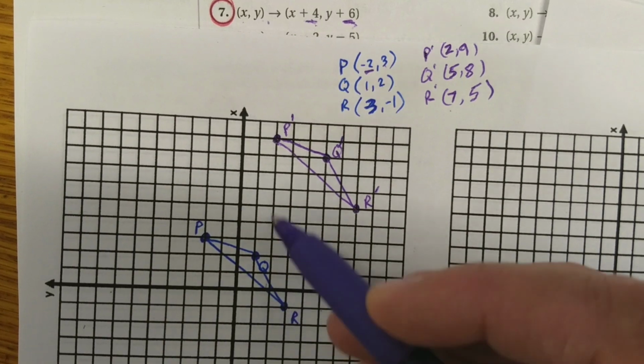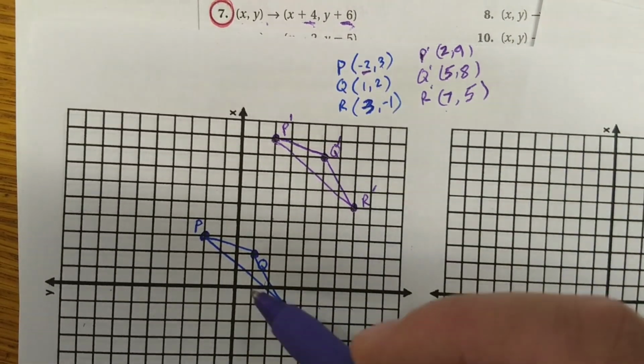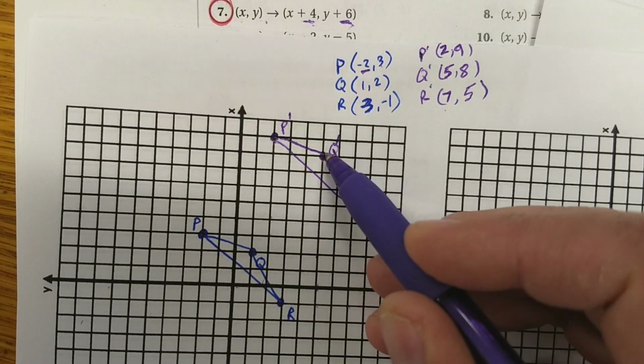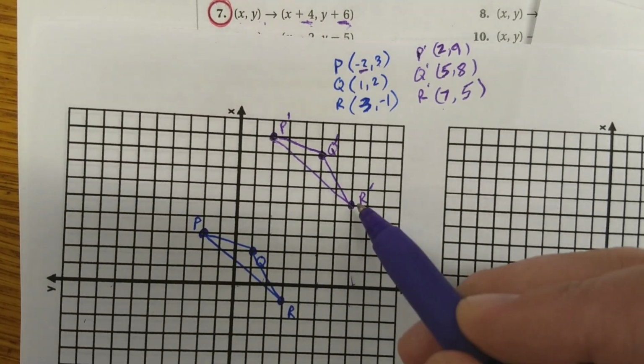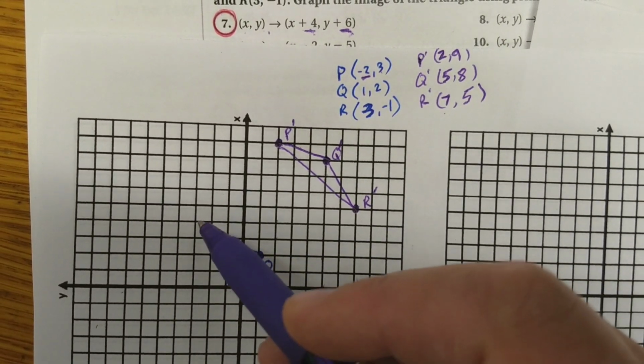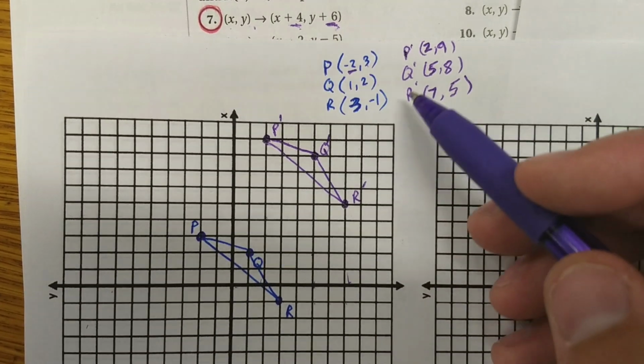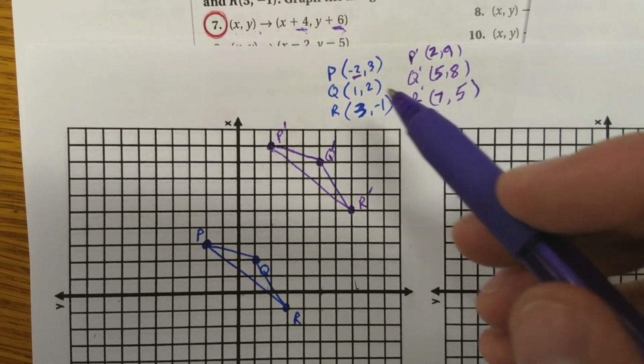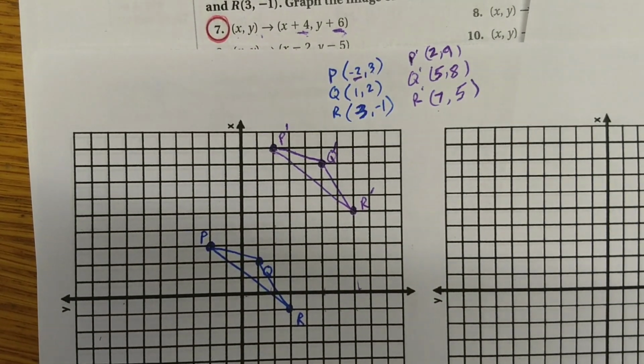P prime is at 2, 9. Q prime is at 5, 8. And R prime is at 7, 5. So you could just shift them over and draw them, or you could actually find those coordinates in advance based on the rule and then draw them from that point.